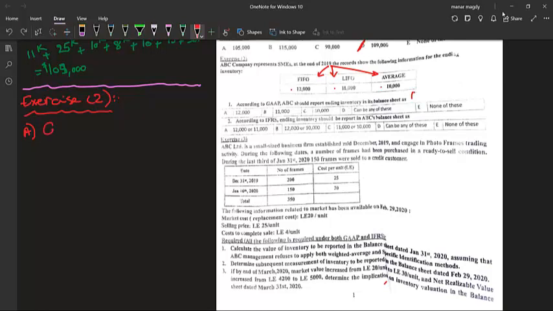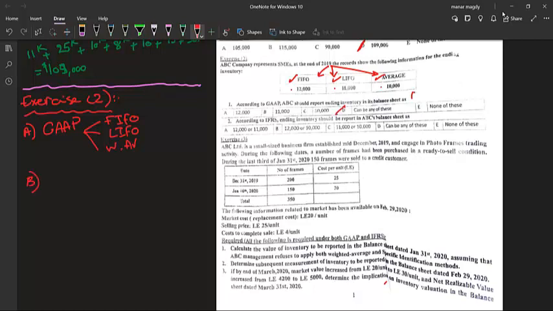So if we follow GAAP, we can apply FIFO, LIFO, and weighted average. So the 3 numbers are allowed. We have to find them in our choices. We've got 12,000, which is FIFO, 11,000, which is LIFO, and 10,000, which is the weighted average. So it can be any of these. So the choice is D.